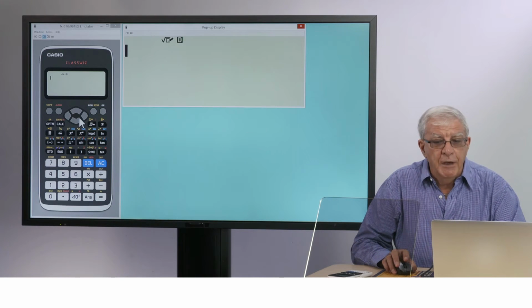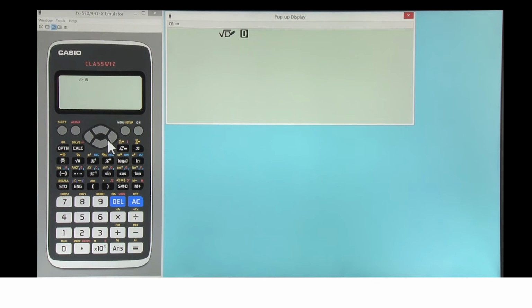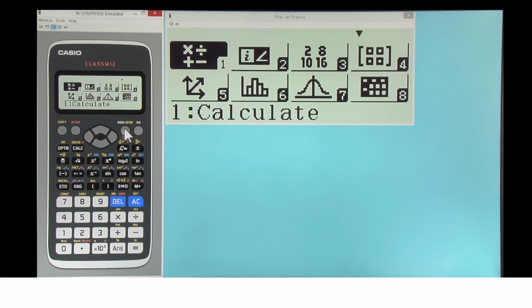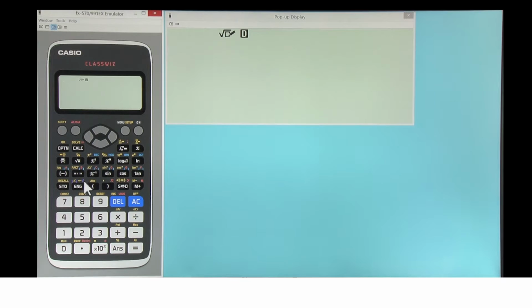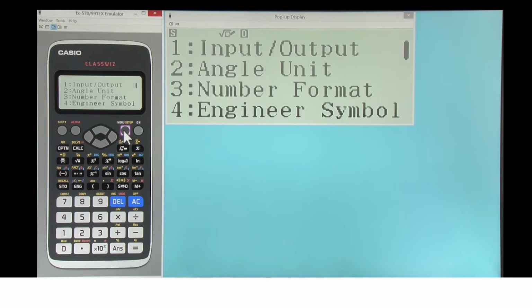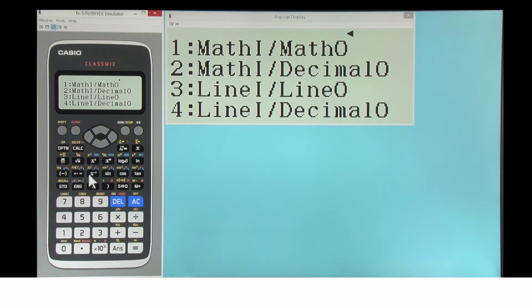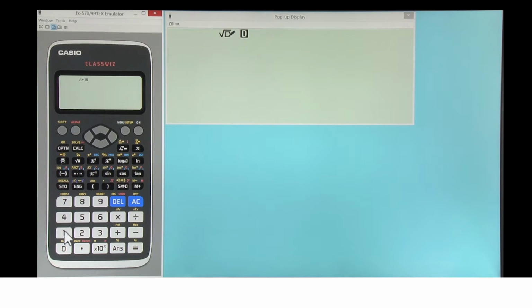We'll be using Calculate mode in this video, so we choose this mode by tapping Menu and number 1. We use Math mode to allow the ClassWiz to use natural mathematical display. So tap Shift and Setup, 1 for input and output, 1 for Math mode. You can see at the top of the screen the small square root symbol shows us that Math mode is in use.